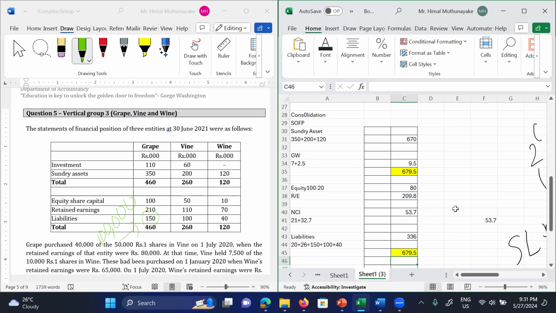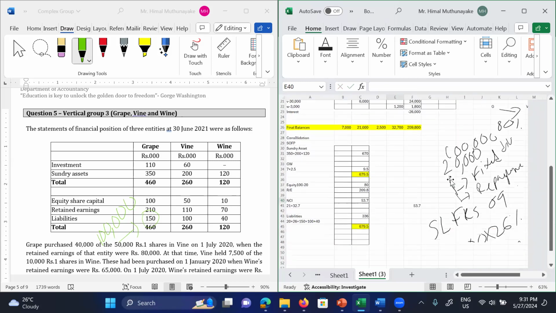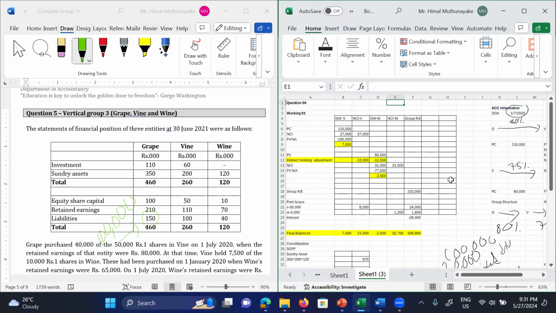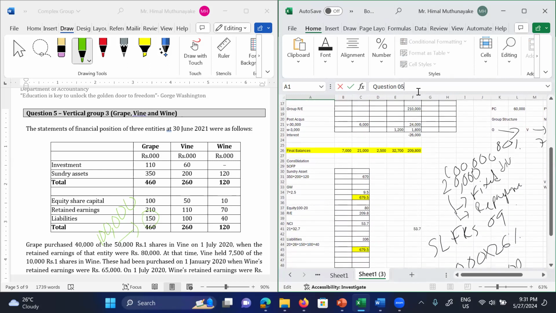Right for this statement, right? So we have completed question number 5. Any questions? Any issues? The only thing I have done is the indirect holding adjustment and some adjustments relating to SLFRS 9. Basically, the SLFRS 9 adjustments I have done along with the consolidation adjustments. That is the only thing I have done, right? I hope it is clear, right?